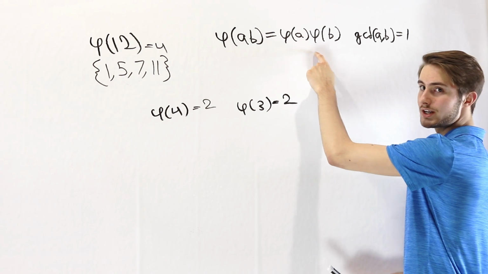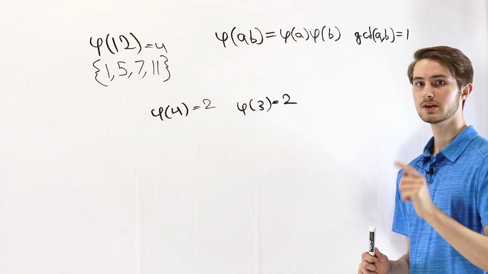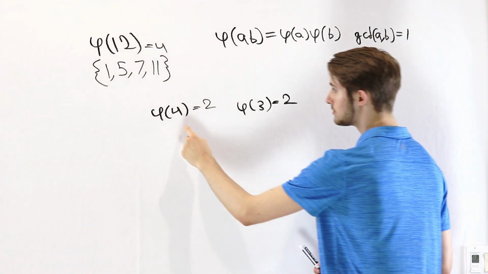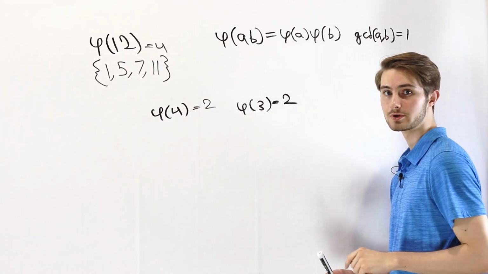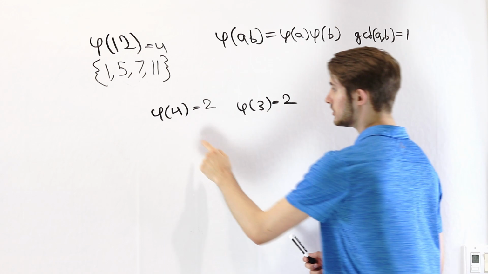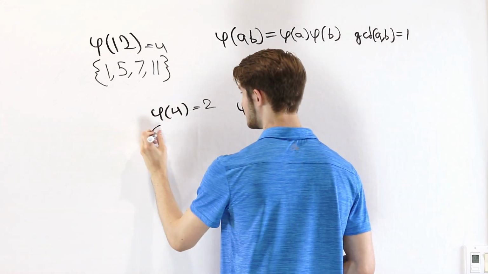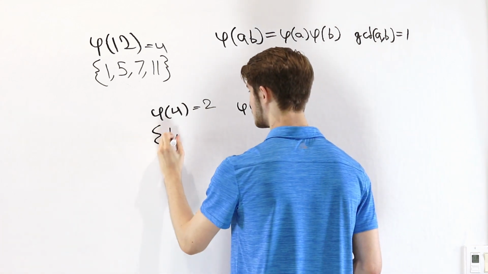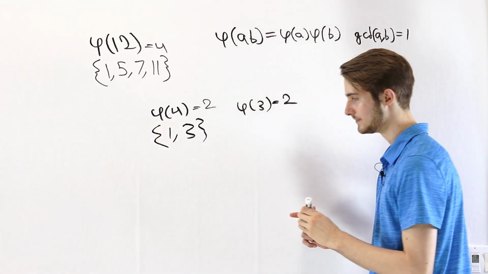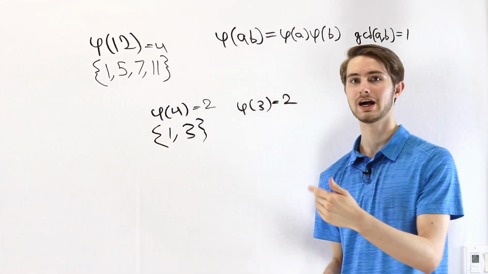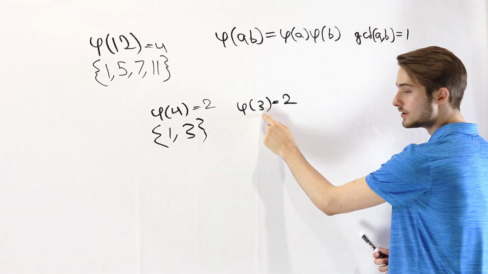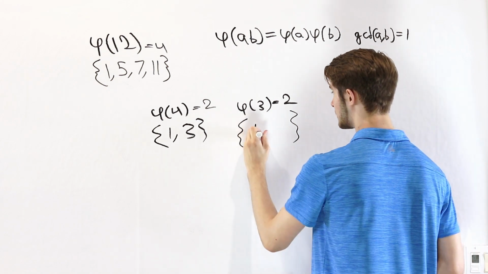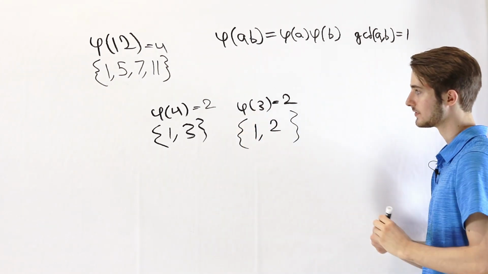Now we're going to take a look at the right side of the equation. Let's start by considering the sets of numbers that are coprime to 4 and then coprime to 3. Like we saw before, the set of numbers that are coprime to 4 and less than or equal to 4, that's going to be 1 and 3, because these are the numbers that don't have any factors of 2. Over here, when we're looking at phi of 3, the numbers coprime to 3 are 1 and 2.